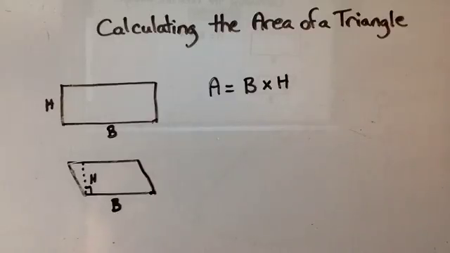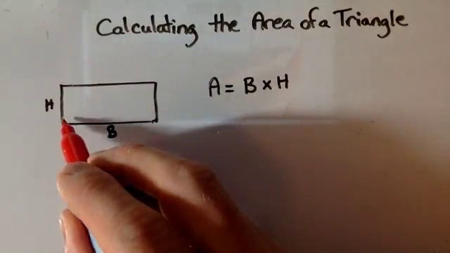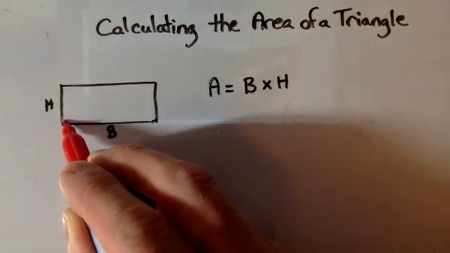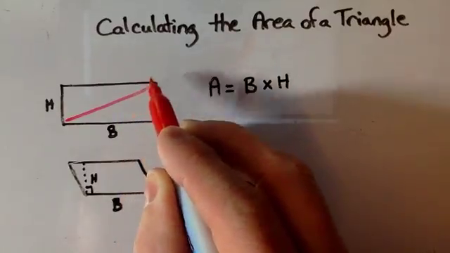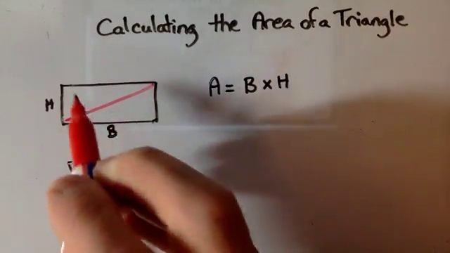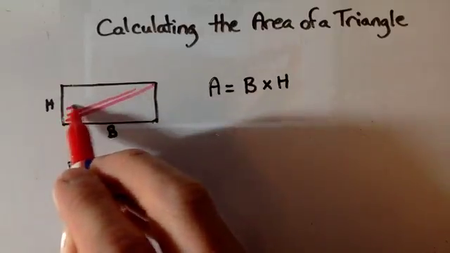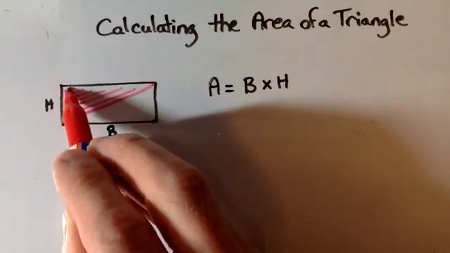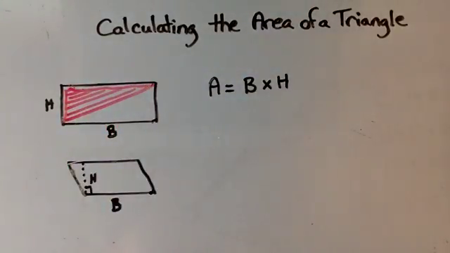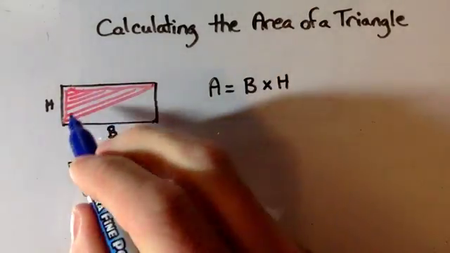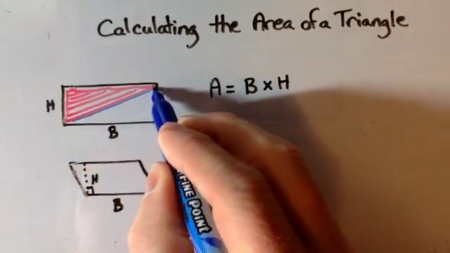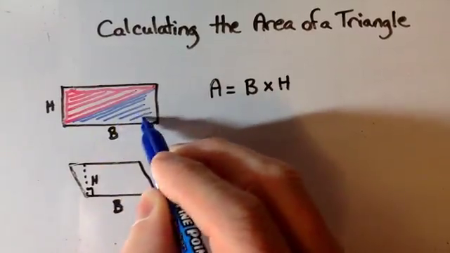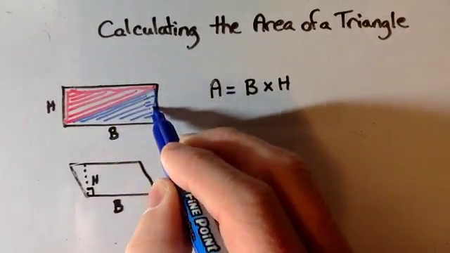If you can imagine, I'll use a couple of colors here just to make it a bit more clear than I might have last time. If we took a line that separated this in half, and then everything above that line was a red triangle, and everything below that line was a blue triangle. Excuse my art skills here.